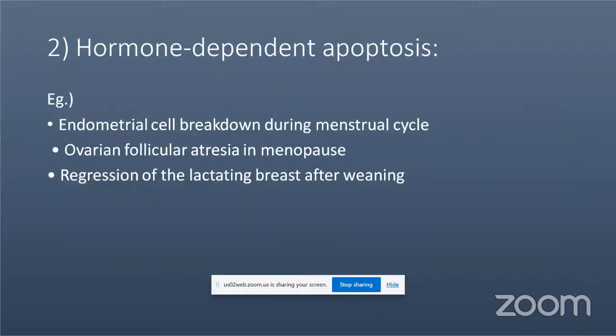Then the next one is hormone dependent apoptosis. Examples: endometrial cell breakdown during the menstrual cycle, ovarian follicular atresia in menopause, and regression of the lactating breast after weaning. These are hormone dependent apoptosis.